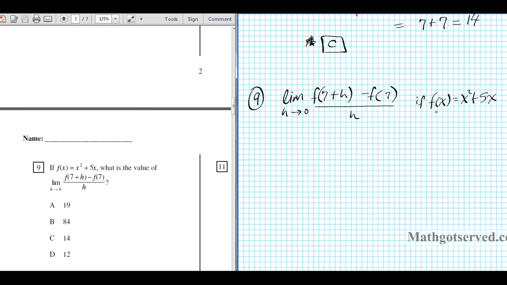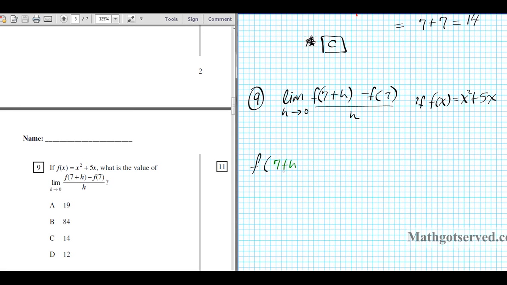All right, so we're going to break this down. We can't plug in 0 exactly into this because we have some problems in the denominator. Let's find out what each of these functions are, and then we're going to plug it in. So f of 7 plus h is a composite function.